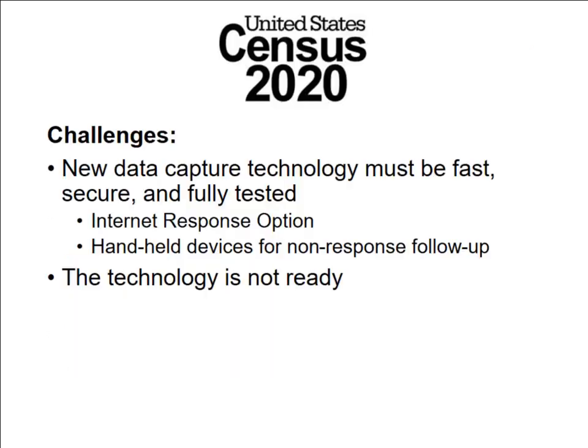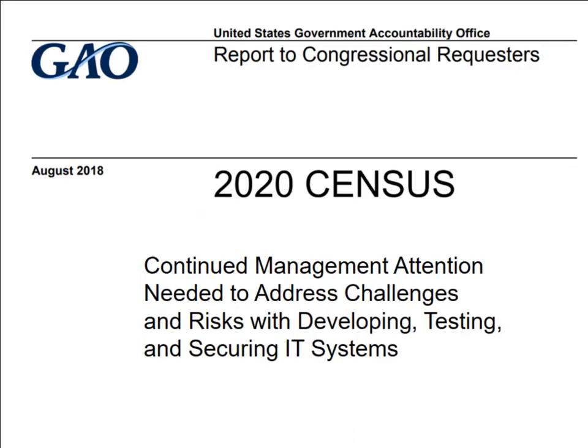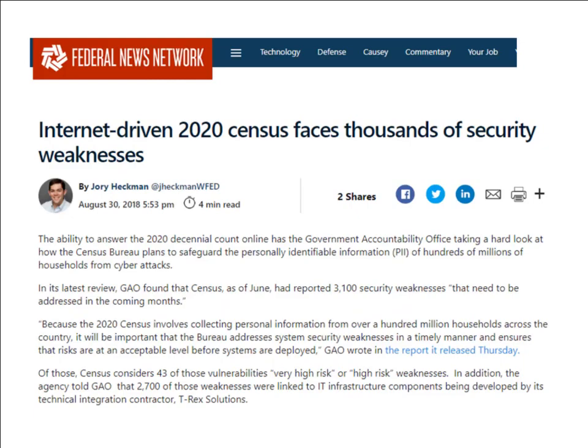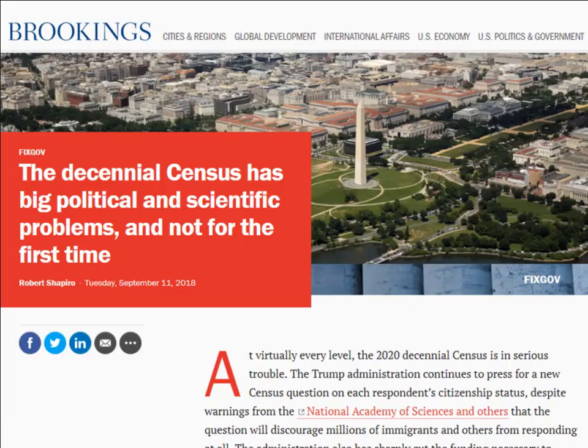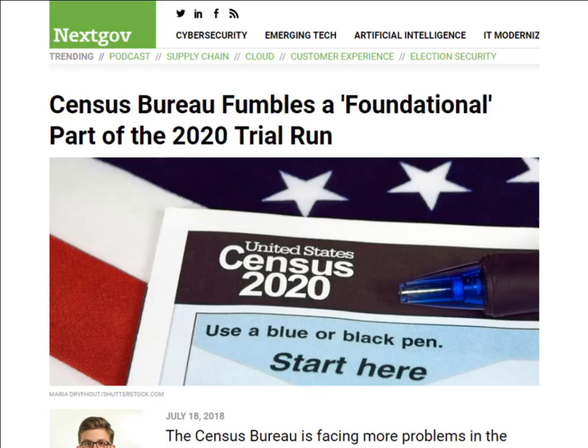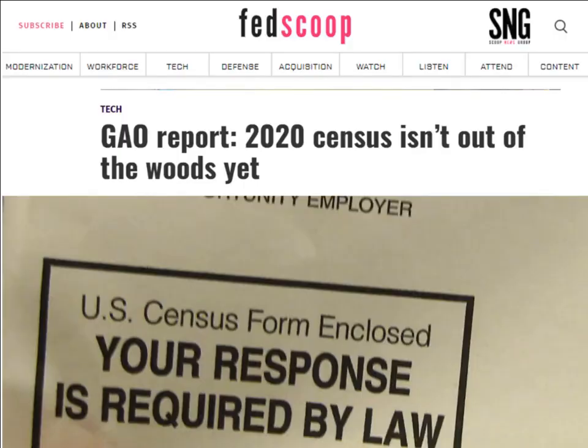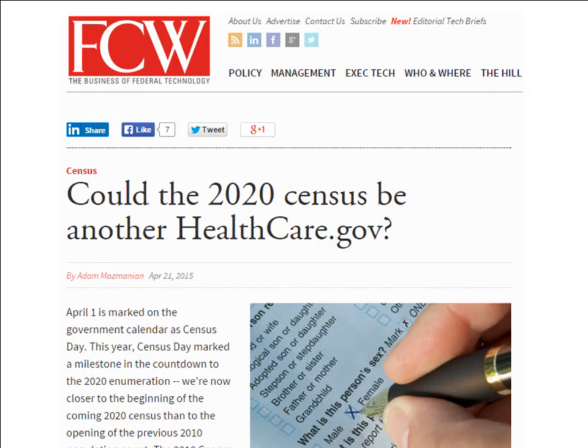So 2020, well, there are challenges. They again are doing an internet response option and handheld devices for non-response follow-up. Technology is not ready. This is just the most recent of dozens of GAO reports that have come out already, and they consider the 2020 census to be very high risk. They say at this time, the Bureau has not achieved the level of institutional maturity needed to reliably bring these solutions to bear. The Bureau lacks well-established IT management and security controls. A high degree of risk and uncertainty exists. And there are many, many headlines from the Beltway press about just what a potential disaster is in the offing. So this is without even considering the impact of the citizenship question. Could this be another healthcare.gov?